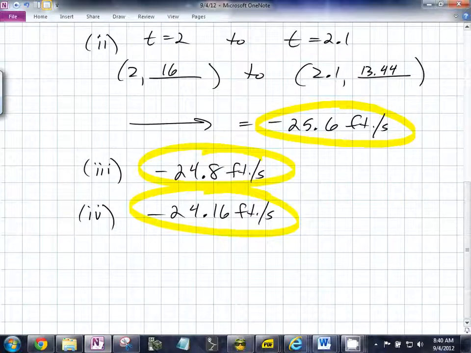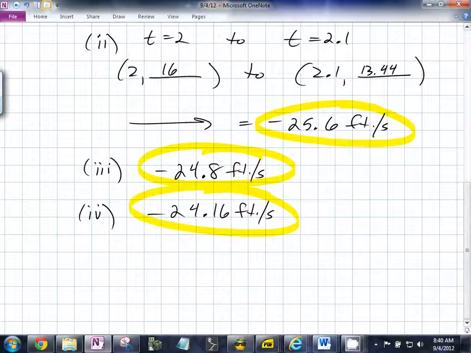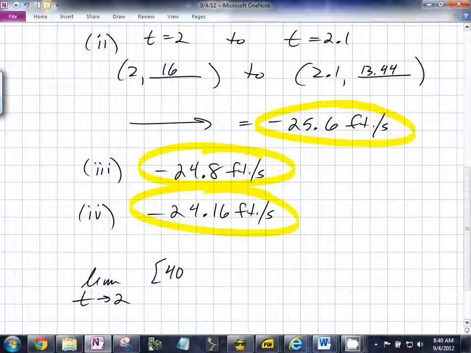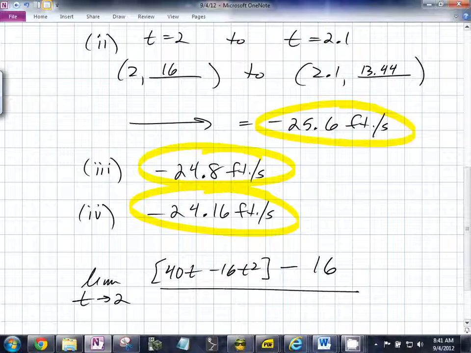We set up a basic limit, and it was the limit as t goes to 2, and what was it? 40t minus 16t squared, minus what? Minus what? 16. Why 16? When you plug in 2, that's what you get, right? Over what? There it is.